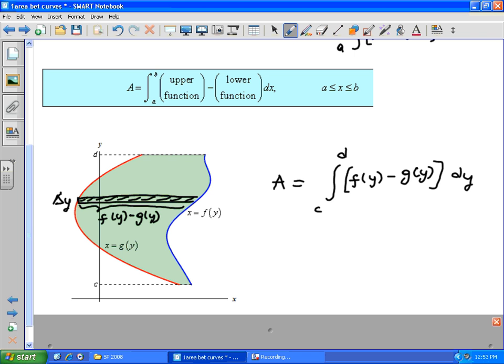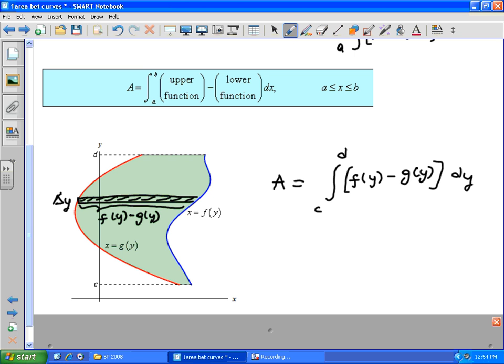Once you decide on your rectangle, decide on the thickness of the rectangle. In this case, it's delta y, right? Once you do delta y, put the dy in your integrand, because that means everything must be written in terms of y. And how about the limits of integration? If you have a dy in here, where should your limits of integration come from? From the y-axis. If you have a dx, then the limits of integration should come from the x-axis.